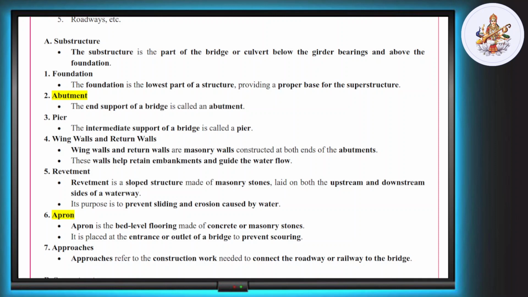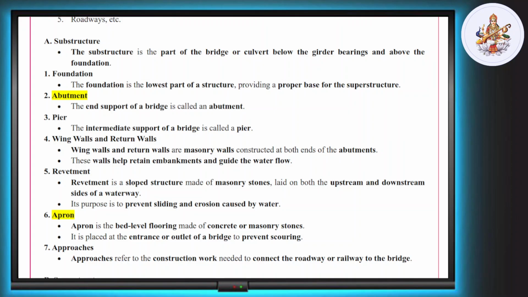1. Foundation. It's the bottommost part of the bridge. Like our legs support our body, the foundation supports the entire bridge. 2. Abutment. Located at the ends of the bridge. It holds the ends of the bridge deck and transfers load to the ground. Think of it like the shoulder where the bridge rests. 3. Pier. These are intermediate supports between abutments, mainly used in longer bridges. Imagine pillars holding up a long bench.